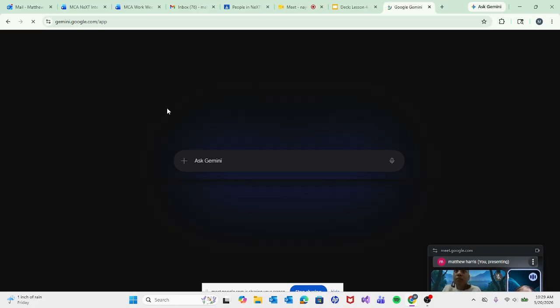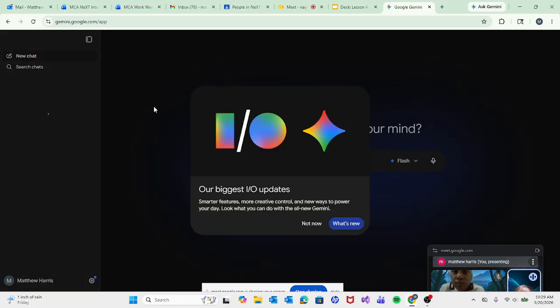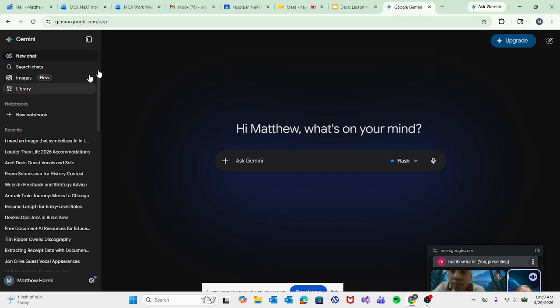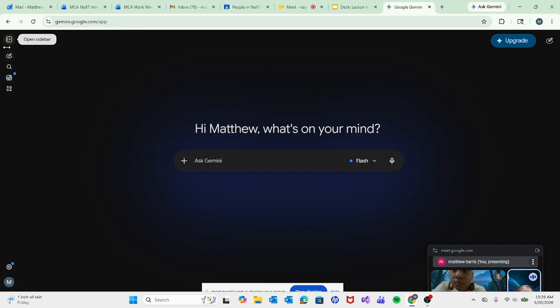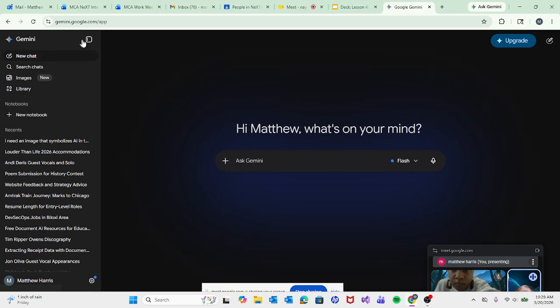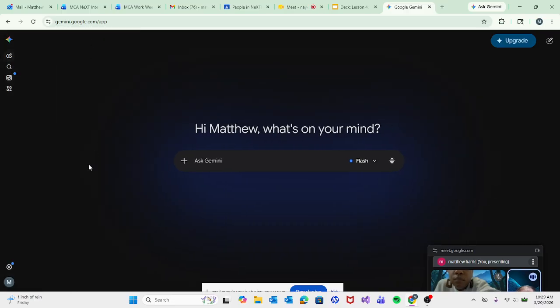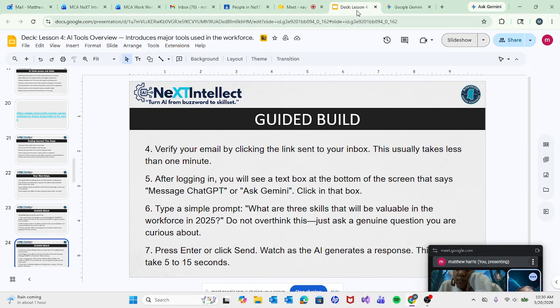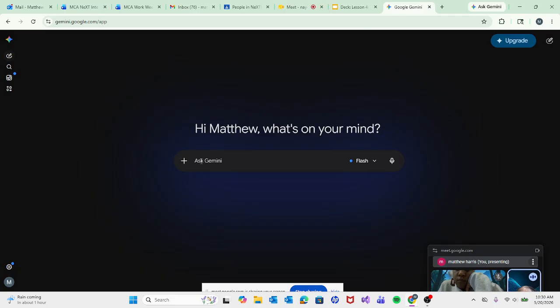Okay. If you've used Gemini before, when I pull it up you'll have your sidebar, which you can collapse or open back up, and you'll have all your previous chats. That way you can go back, because it might be something like a question you asked on a topic like planning a trip. Then you can name that chat and go back to it. So I'm going to ask our question: three skills that might be valuable in the workplace.